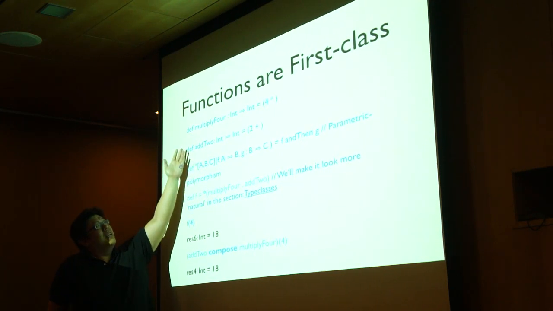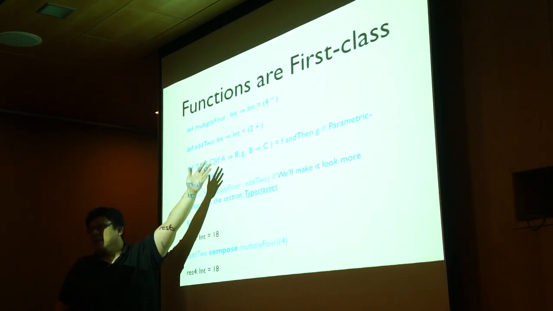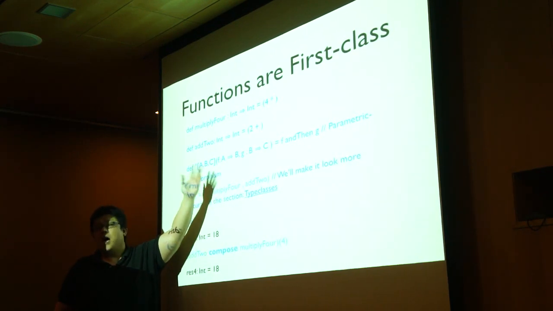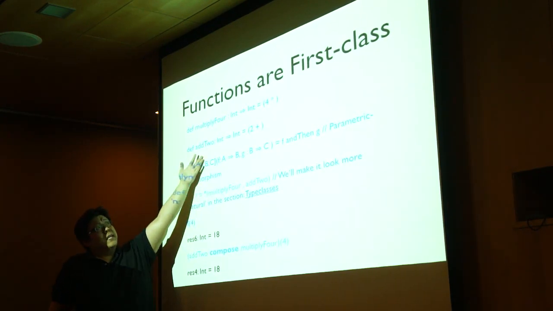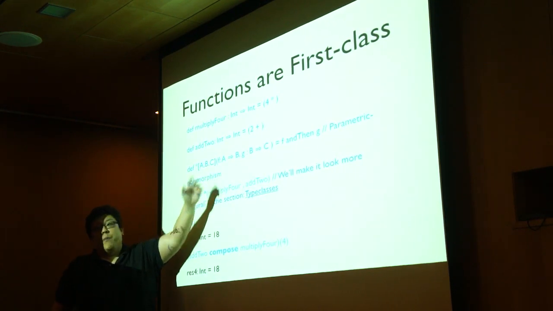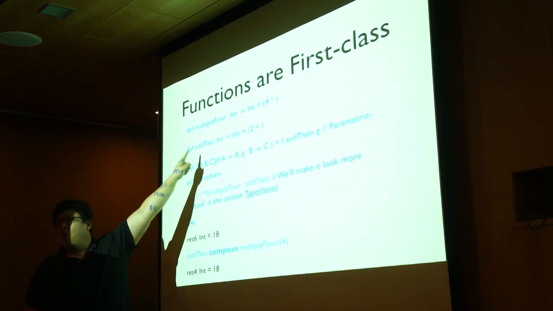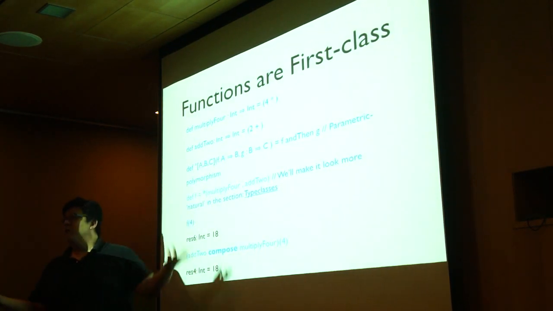The other one is add 2. So add 2 has the same concept. I just want to add the number 2 to any argument I like. Now the next thing is, if I want to build an abstraction to do this, I want to multiply by 4 first, followed by add 2, what do I do?